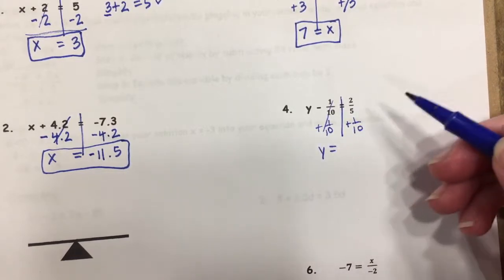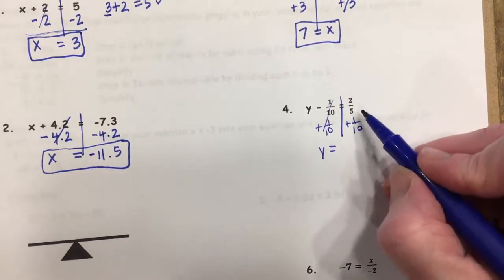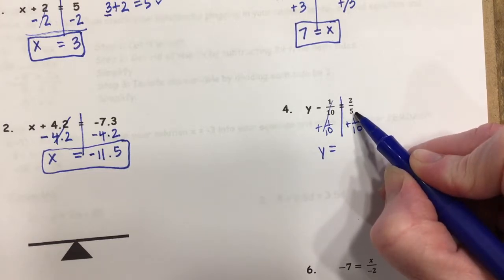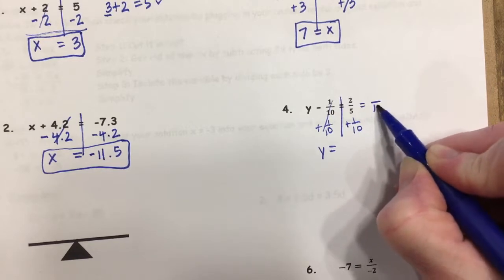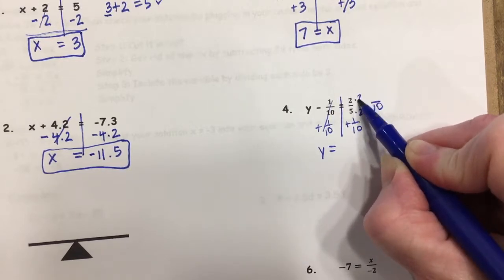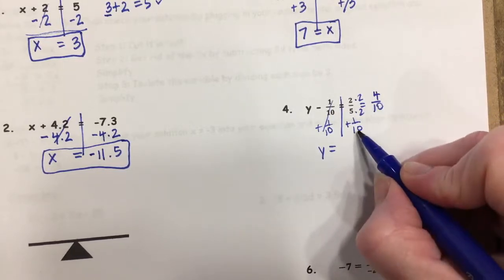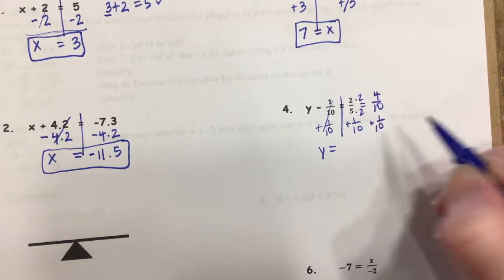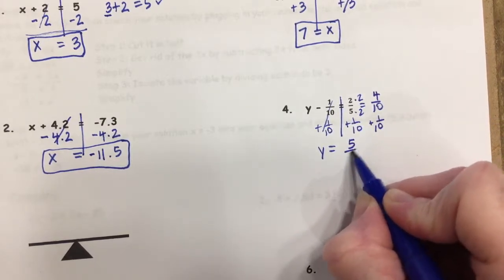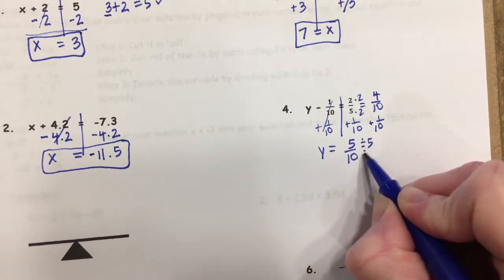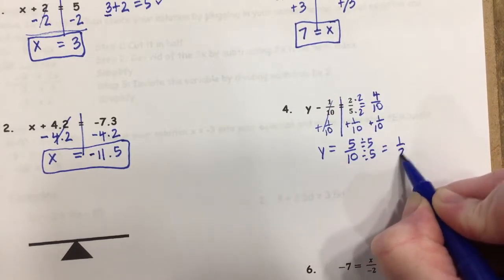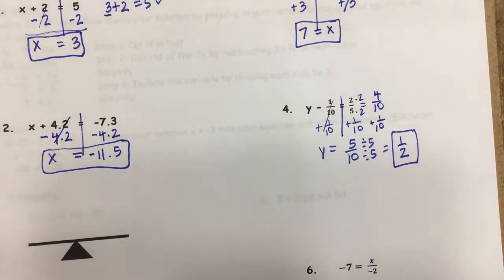Now, because these are fractions, in order to add them, I have to have a common denominator. So the multiples of 5 are 5 and then 10. So I can change this to 10 if I multiply 5 by 2. So I need to multiply the top by 2. That gives me 4/10. This stays 1/10. So I'm going to do 4/10 plus 1/10, which gives me 5/10. This can still be simplified. These are both divisible by 5. So that becomes 1/2. So y is equal to 1/2.